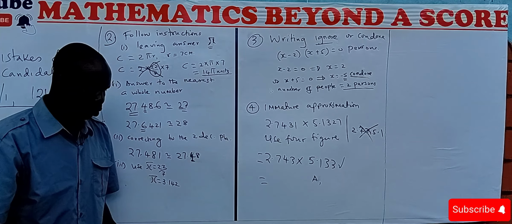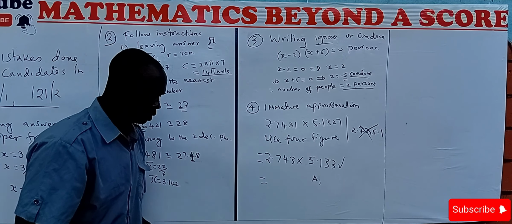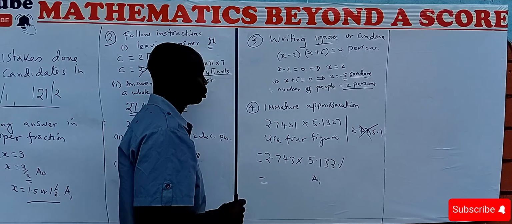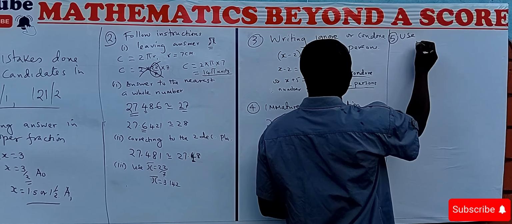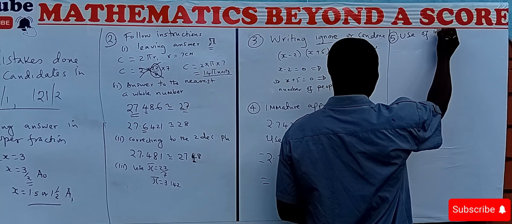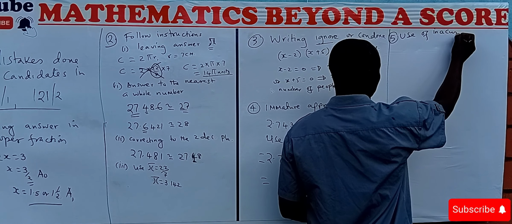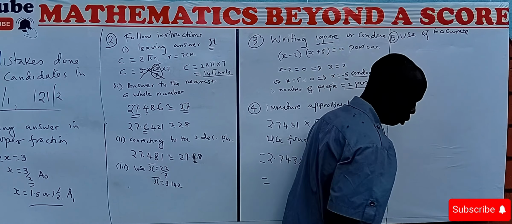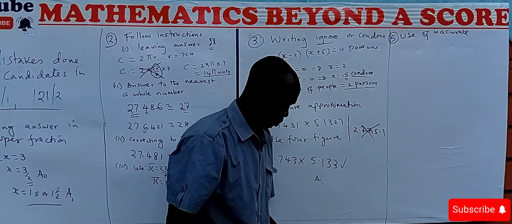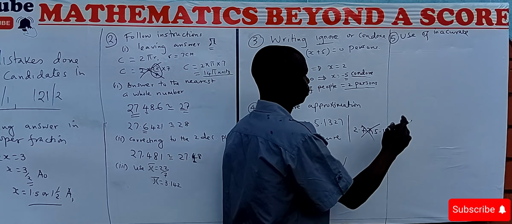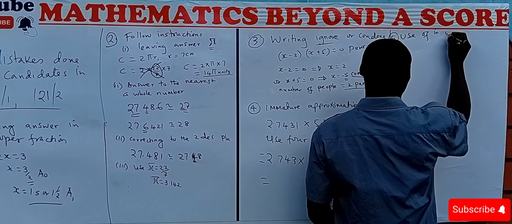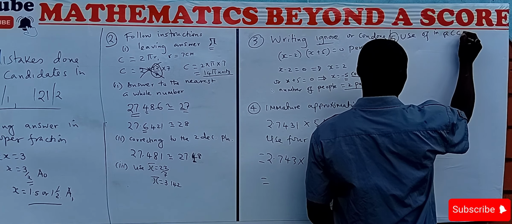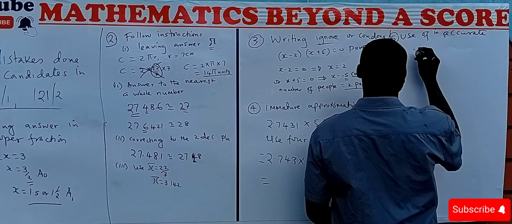We now move to where the student uses inaccurate tools. This is number 5, use of inaccurate tools.